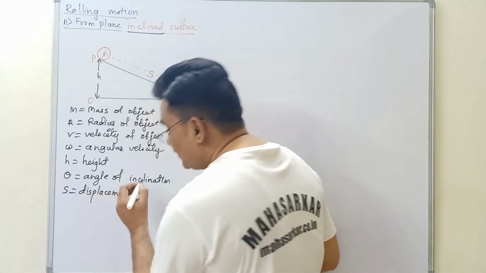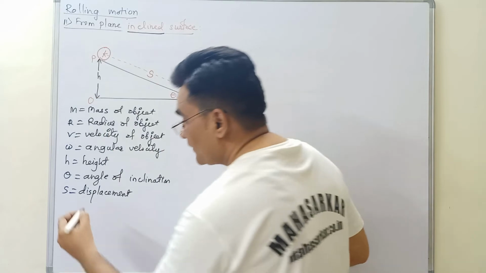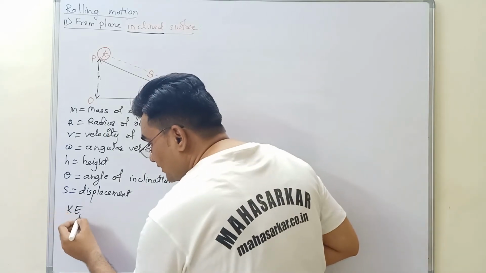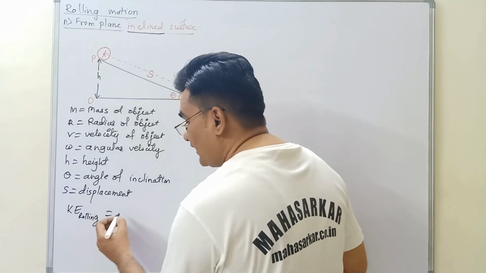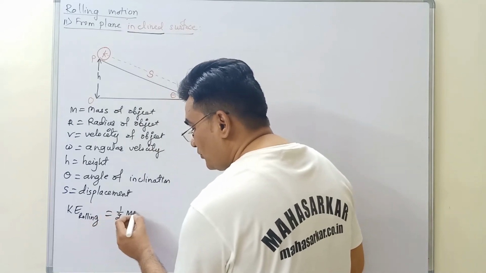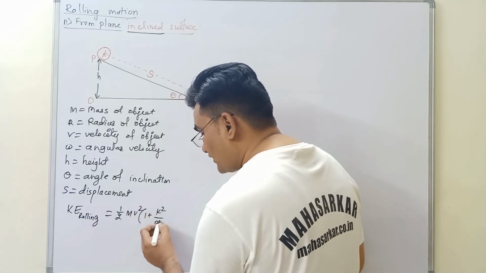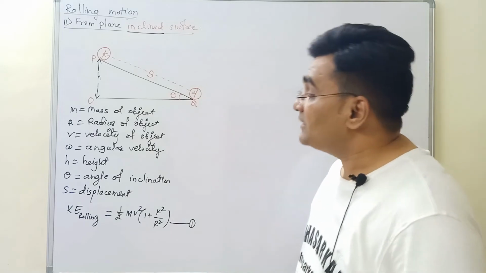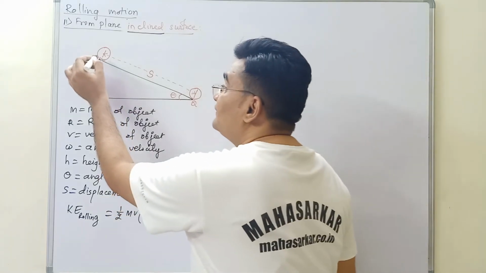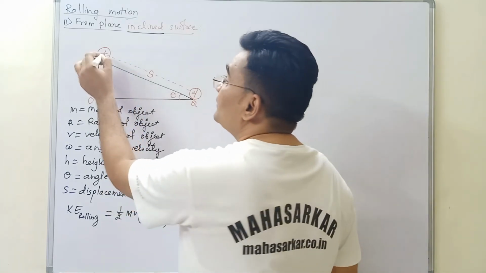So already we know that if the object rolls down from point P to point Q, the kinetic energy because of its rolling motion, that is E rolling, is half m v square into 1 plus k square upon r square. This is the equation we have derived just now. But now remember, suppose it is initially at rest at point P.